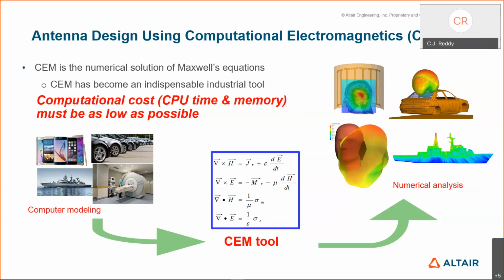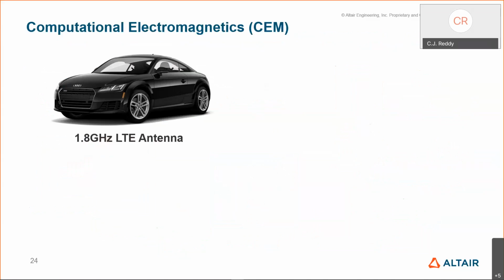So you can go ahead with your actual problem solving rather than wondering about how to solve Maxwell's equations for a particular problem. As an example, let's say you take a car and there is a little shark fin antenna on the top. Let's say we had to have a 1.8 gigahertz LTE antenna there. We start with a CAD model.